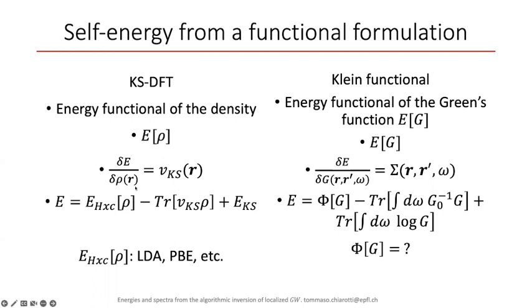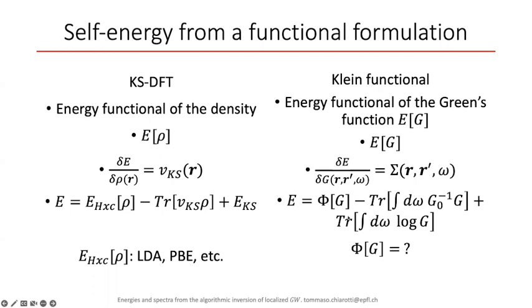Now, this is just the comparison to introduce the Klein functional. It's just the same as in density functional theory. In density functional theory, you want a functional of the ground state density. In Green's function theory, you want a functional of the Green's function. By doing the derivative with respect to the density, you get V Kohn-Sham. By doing the derivative with respect to G, you get the self-energy.